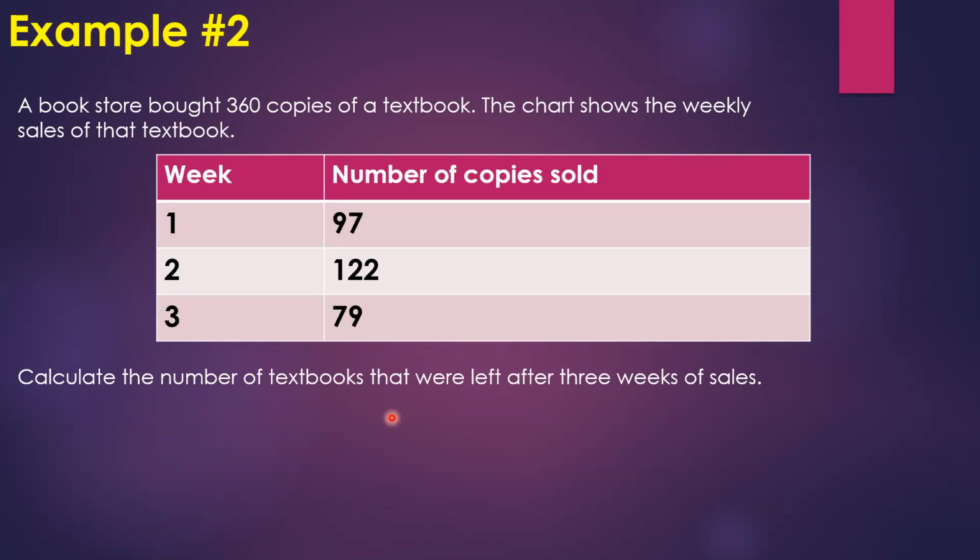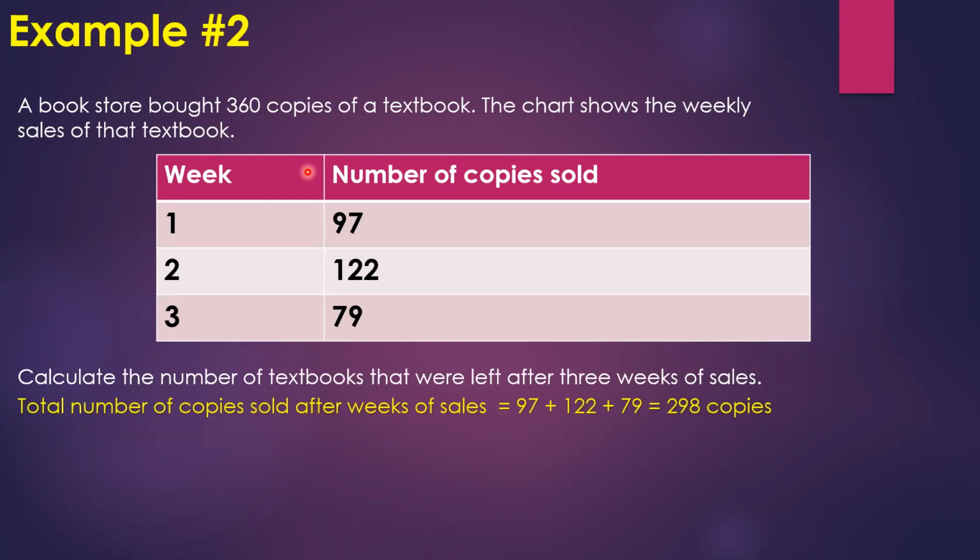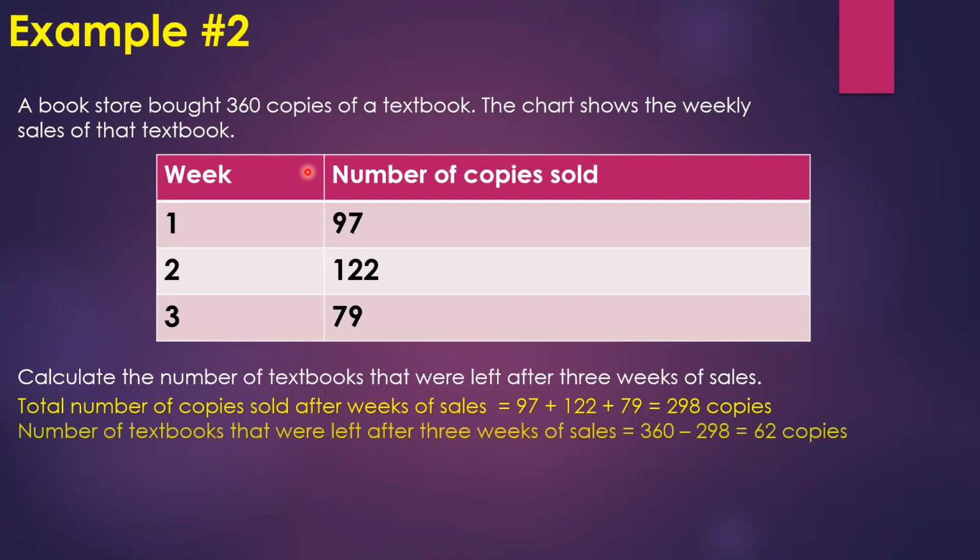What's the first thing you have to do? Go ahead, Casey, explain how we get 62. I added 97, 122, and 79. Then I got 298. Then I subtract 360 and 298, and I get 62. Very good. So the first thing we do is add 97, 122, and 79. That gives us 298. And then we subtract 298 from 360 to get 62.